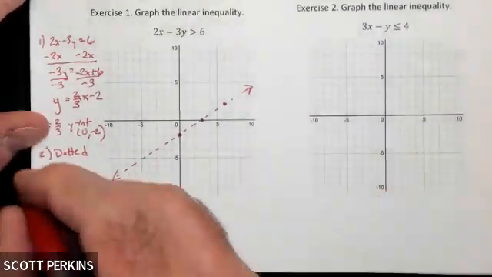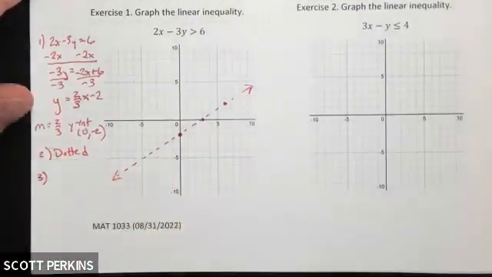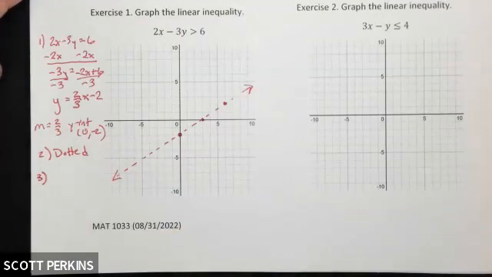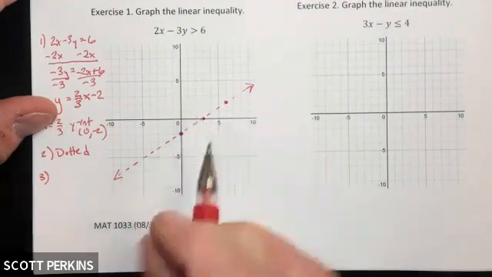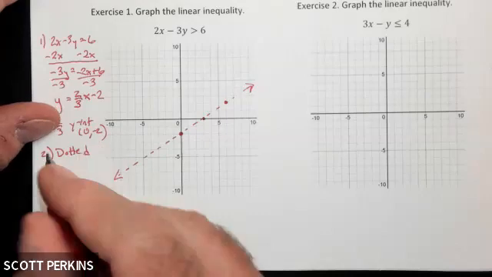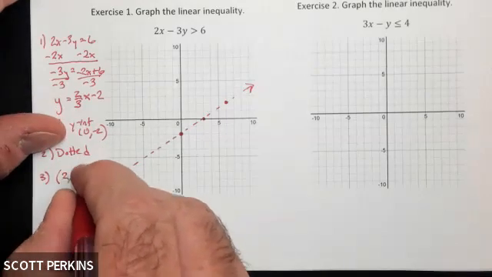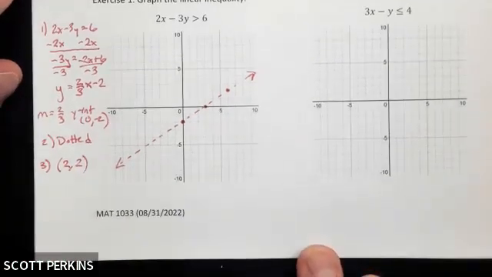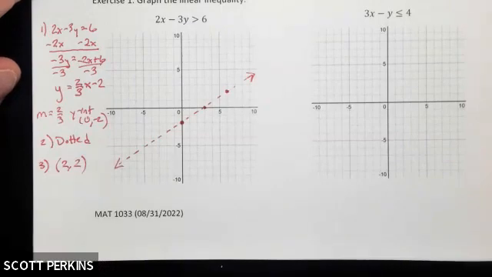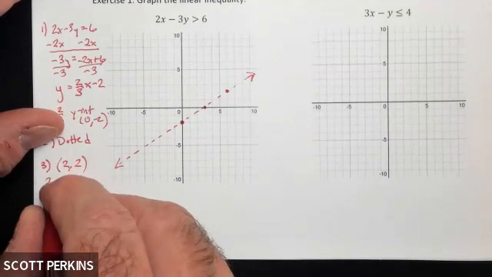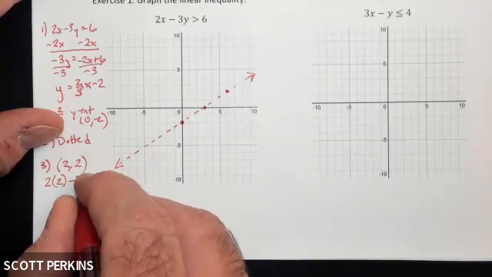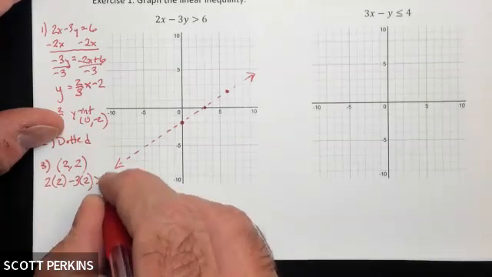And then I'm going to pick a test point. You're not required to pick my test point. So anybody got a suggestion for me? (2, 2). Okay, so I heard (2, 2). So my test point's going to be right up here. So I'm going to test (2, 2). Wait, if you did (0, 0), that's great as well. Okay, so (2, 2) is my test point. So that's 2 times 2 minus 3 times 2. And I want to know, is that greater than 6?